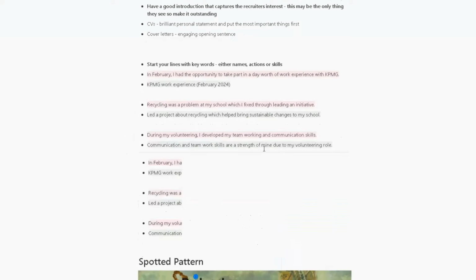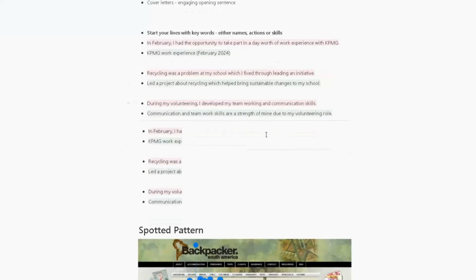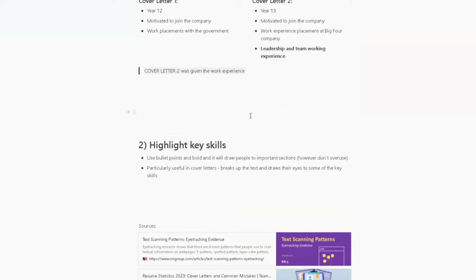So just to summarize, these are the 2 things you can take away from this video. Due to the F pattern, first of all, have good introductions and start your lines on the left hand side with keywords, either names, actions or skills that will grab the recruiter's interest. And then the second thing is, due to the spotted pattern, you want to highlight key skills using bullet points and bold that will help break up the text in your cover letter.